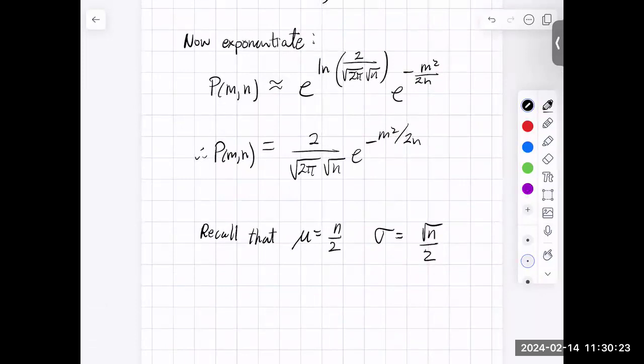And we have a root n and a 2 here. So this 2 over root n is 1 over sigma. Okay, so P of m over n is equal then to 1 over root 2 pi times sigma. And then I won't do anything to the exponential yet. We're going to still work on that, like so. Okay. So m is the number of extra steps to the right.